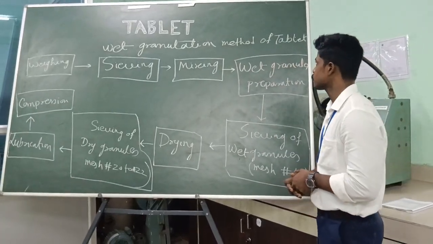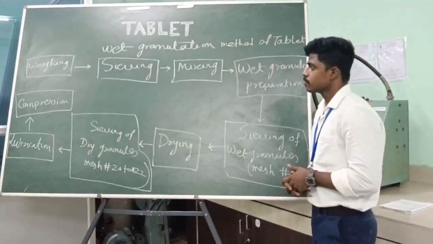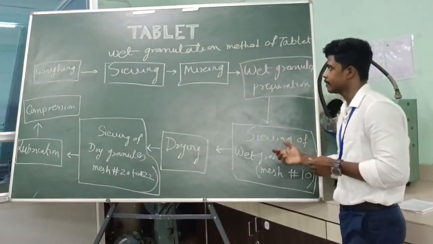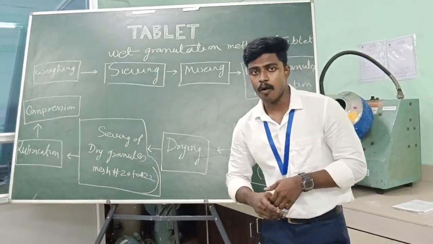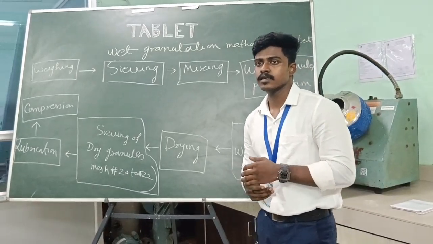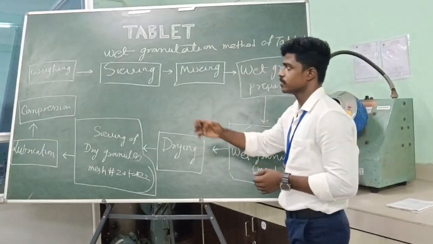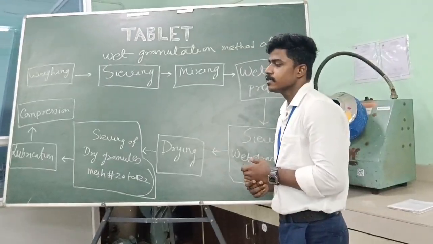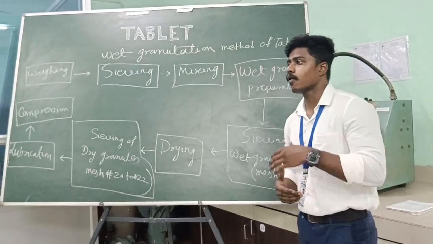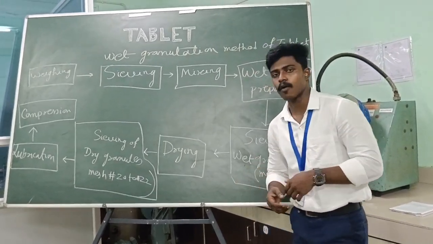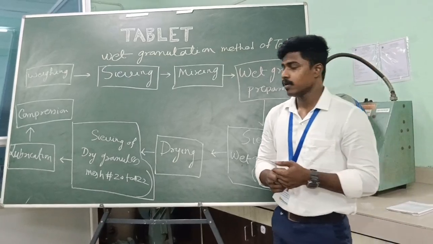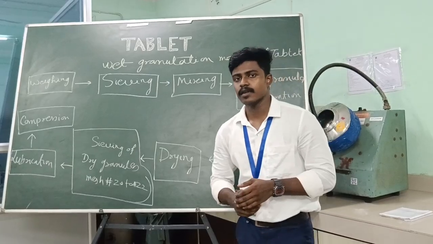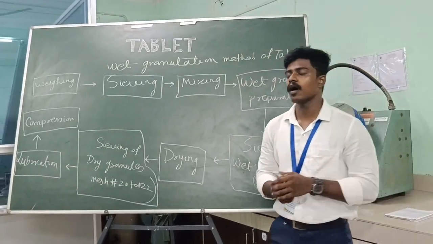This is the wet granulation method for preparation of tablets. This is the flow chart for the wet granulation of tablet. First of all, we have to weigh all the APIs as well as the excipients. First is weighing, which means simply weighing. Next one is sieving. Sieving means we have to sieve all the APIs as well as all the excipients. Normally all APIs are passed through the 60 mesh and all excipients are processed through the 14 mesh.